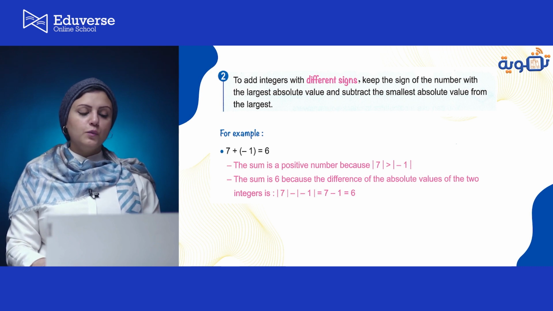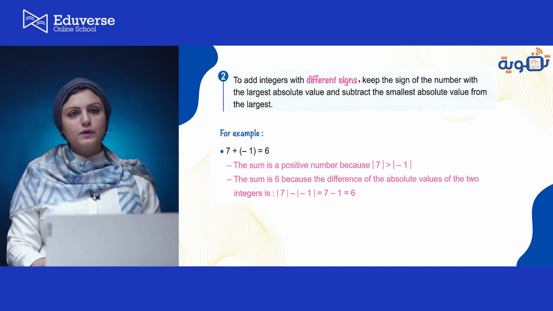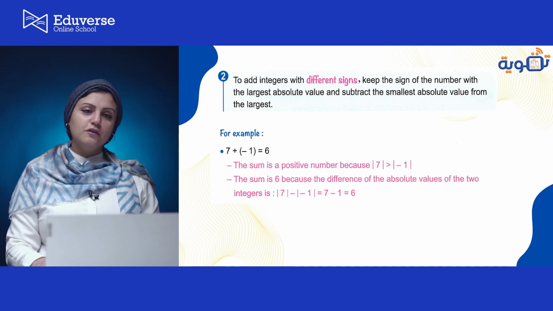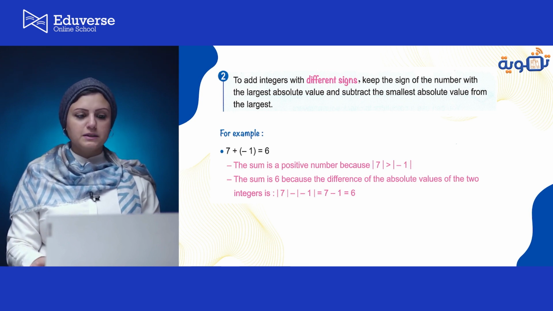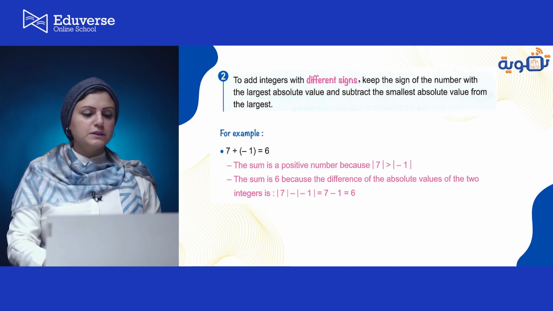For example, when I make 7 plus negative 1, we have two numbers here, 7 and 1. Which one is the greater? Of course, it's 7, and this is a positive value, which means that the final answer should be positive. In this case, we get the difference between 7 and 1. 7 minus 1 is equal to 6, and I will keep the positive sign.